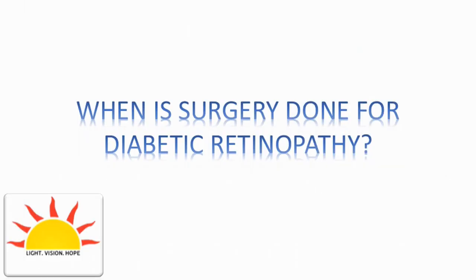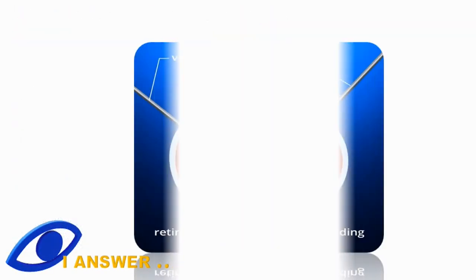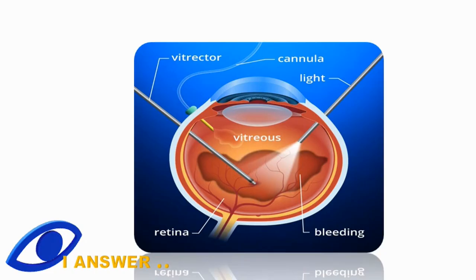When is surgery done for diabetic retinopathy? There are situations in the disease progression which call for surgical intervention. When there is significant quantity of vitreous hemorrhage that obscures vision, or the retina develops detachment due to pull from blood vessels resulting in vision loss, such changes in the eye require surgery.